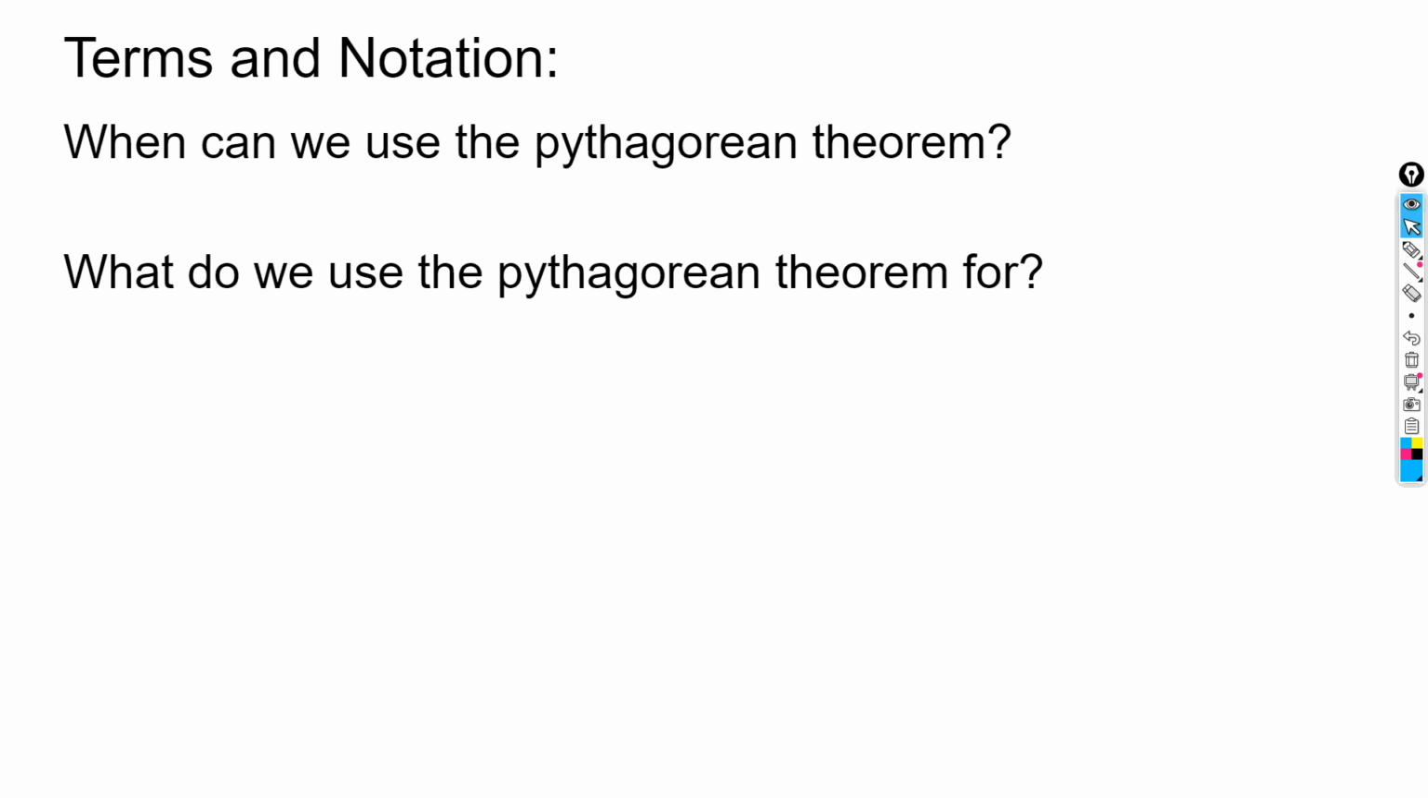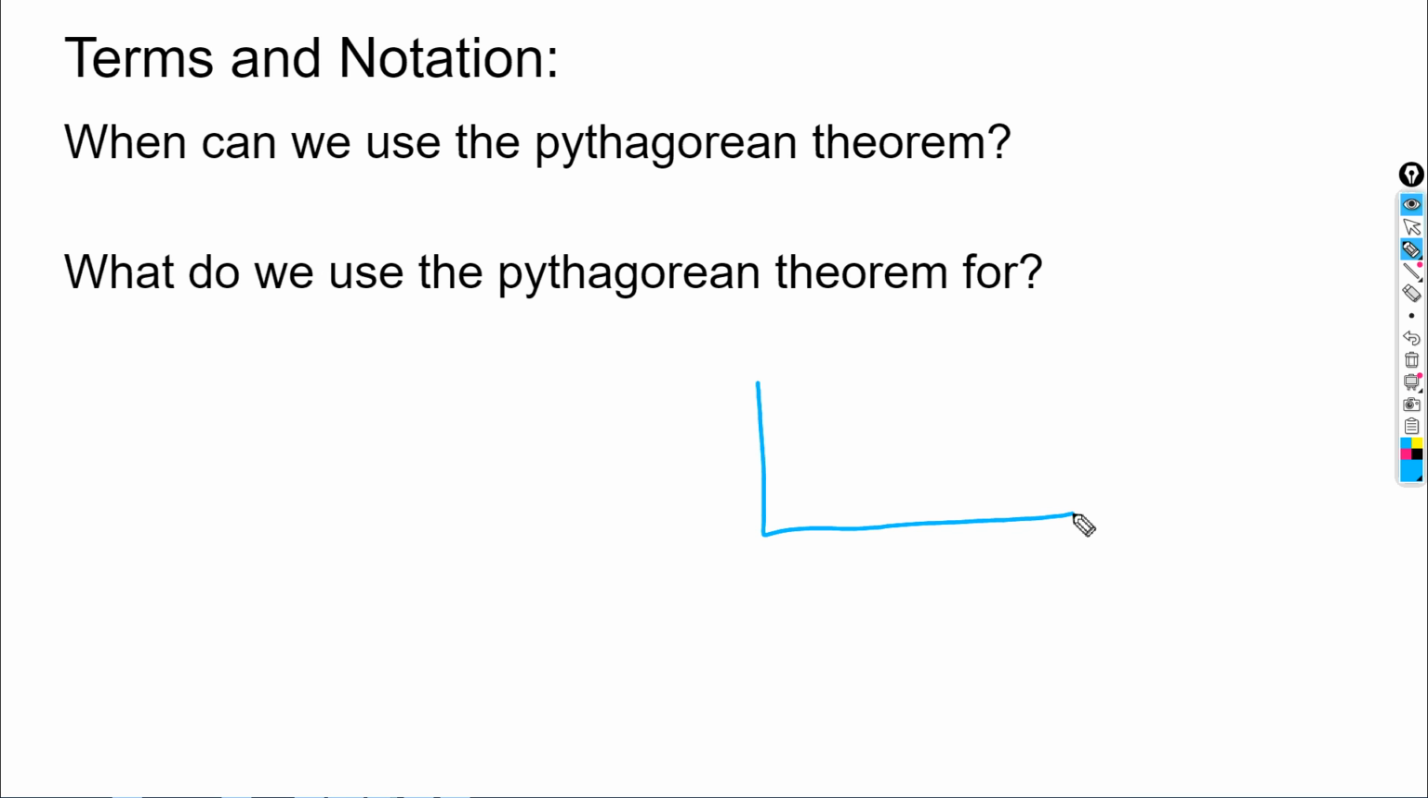So when can we use the Pythagorean theorem? We just mentioned that only for right triangles can we use the Pythagorean theorem. And what do we use the Pythagorean theorem for? Well, the Pythagorean theorem is used to find missing sides of right triangles. And since we have shapes that contain right triangles, like if I have a rectangle here, it also contains right triangles, because if I put a diagonal down it, again, I've got a right triangle.